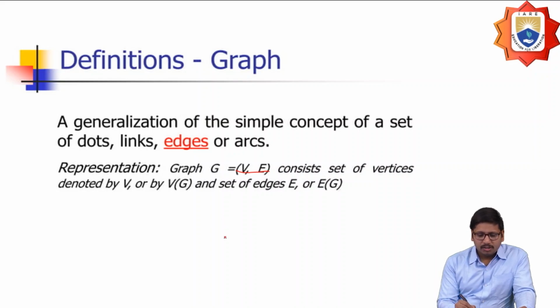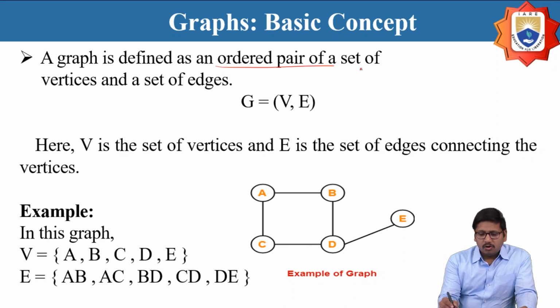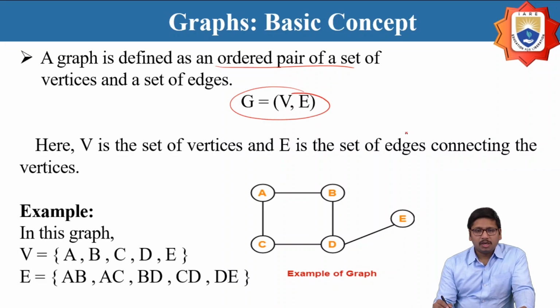The vertex set is represented as V of G, and the edge set is represented as E of G. The vertex set and edge set together are what we consider a graph, where the set of vertices is represented as V and the set of edges as E. So a graph is defined by the ordered pair of the set of vertices and edges, represented as G = (V, E), where V is the set of vertices and E is the set of edges connecting the vertices.